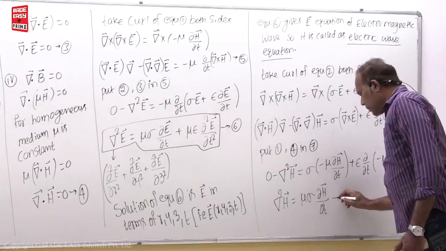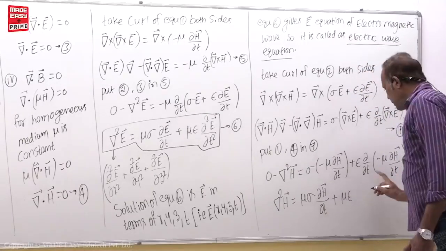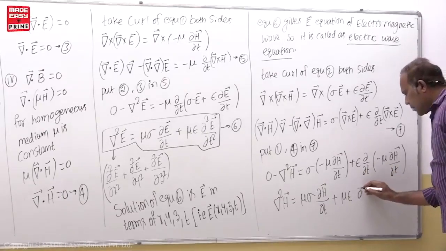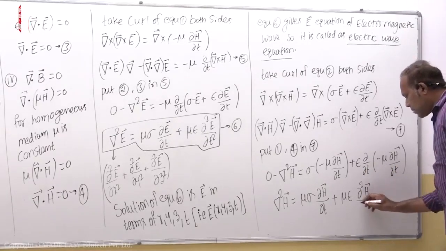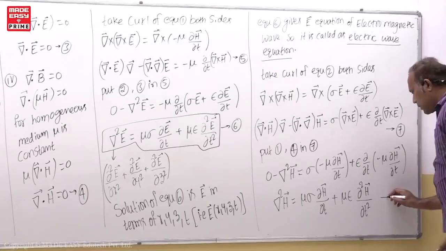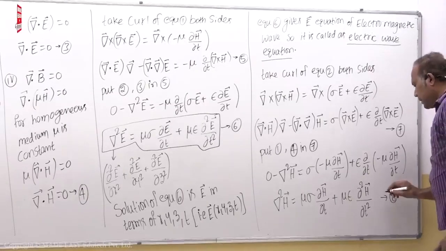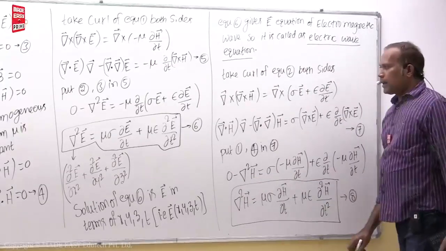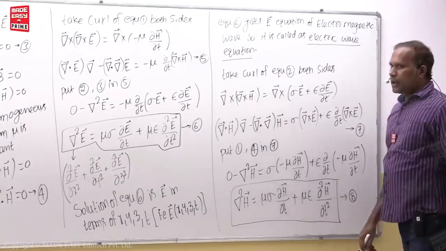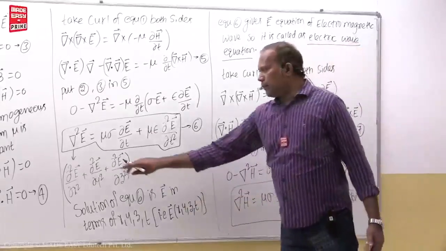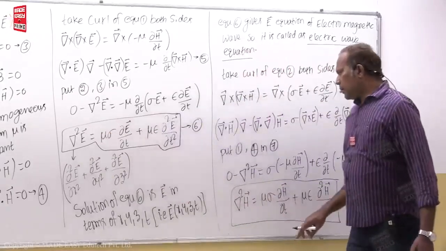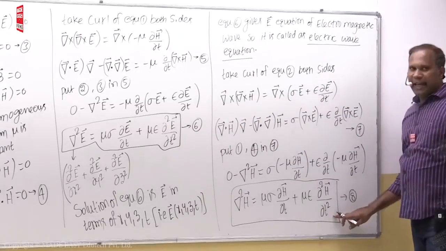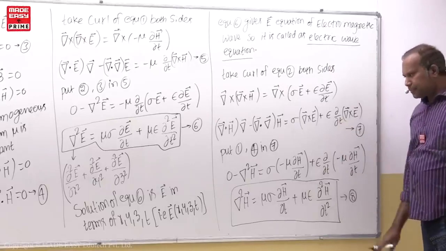So ultimately you get del square H bar is equal to mu sigma dou H bar by dou t plus mu epsilon, where mu and epsilon give double differentiation, dou square H bar by dou t square. This is equation number 8. You should understand that equation 6 and equation 8 are similar, because if you replace E bar with H bar in equation 6, you get equation 8. So both are similar equations.